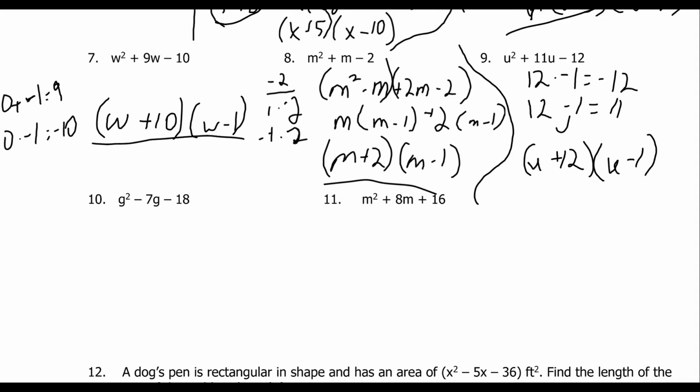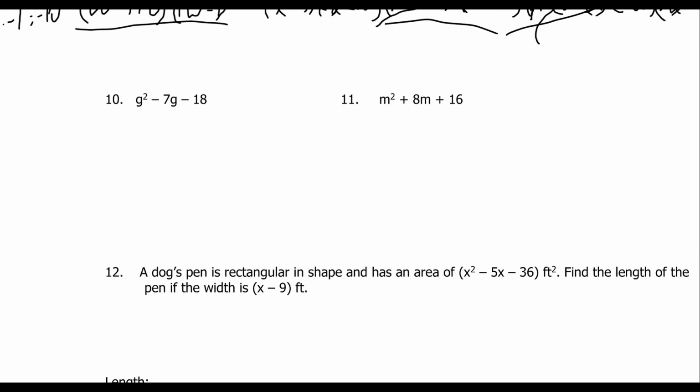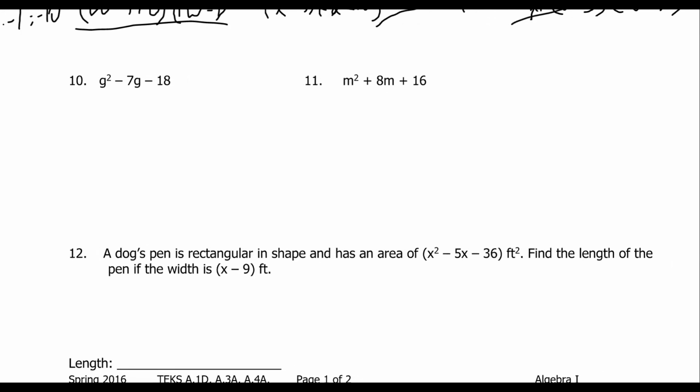So next problem. We've got number 10. On number 10, we've got g squared minus 7g minus 18. Now, what can multiply to give me 18, but combine, as in add or subtract, to give me 7? Well, let's run through them real quick.